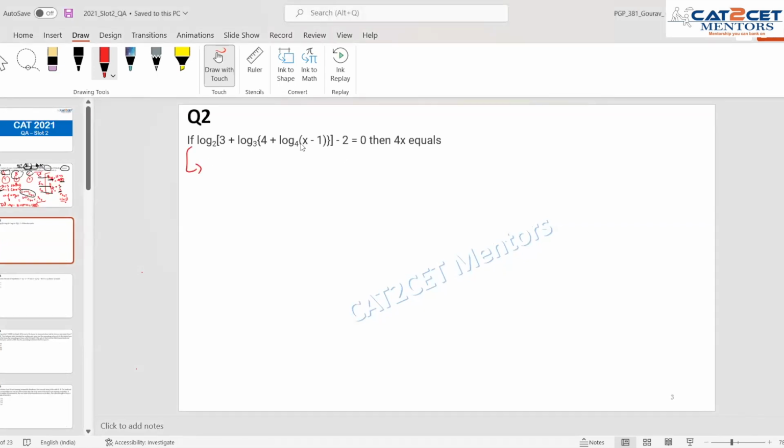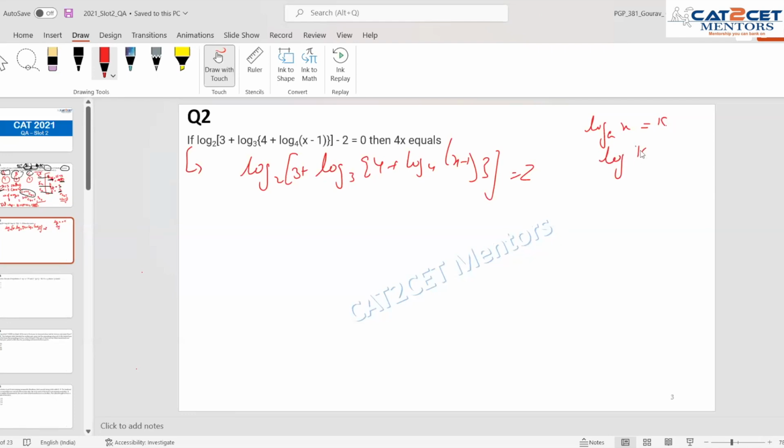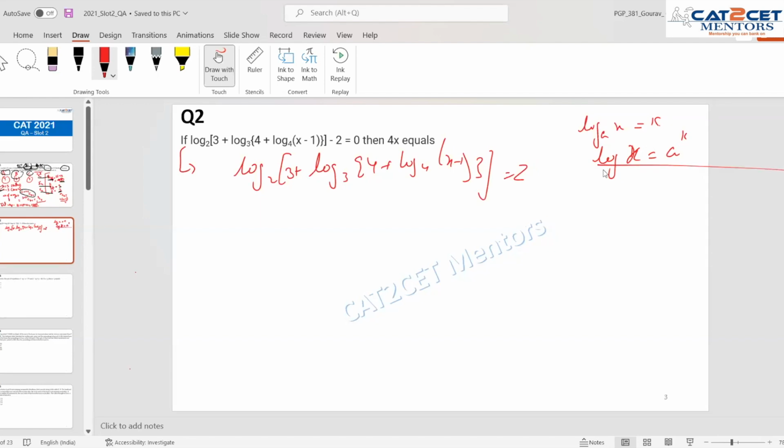So let's take this 2 to this side. It will be log 2. We know if we have log x with the base of a equals to k, then x is equal to a raised to the power k. So using the same formula over here, this log will go out when this 2 will have the power of this 2. So it will be 2 raised to power 2, which is 4.